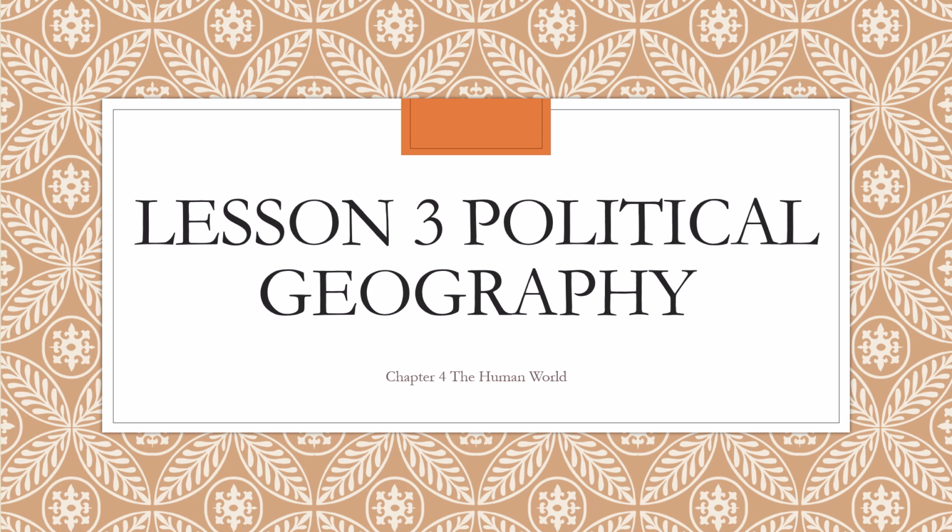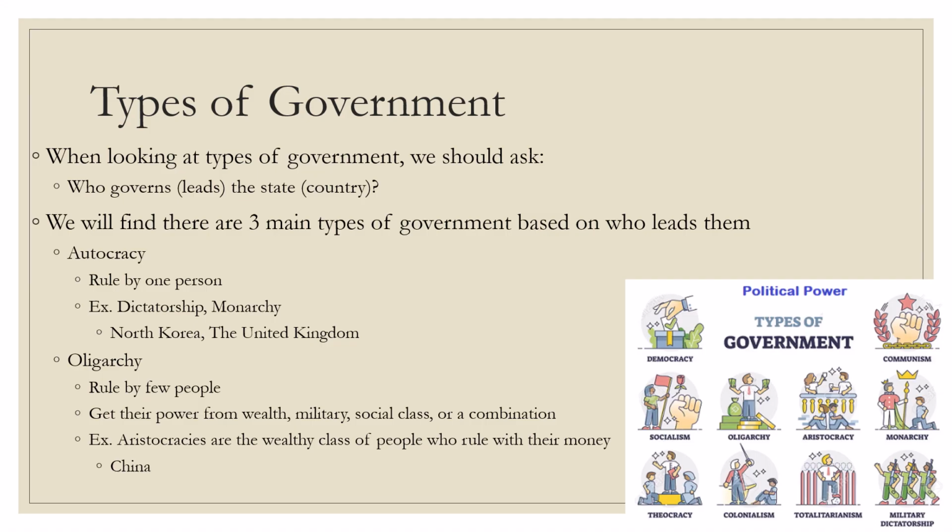All right, so now we're going to move on to political geography. So we are looking at the different types of government. When we are looking at the different types, we can ask one question here, and it is who governs, which means leads, the state, which is another word for country. So who is leading our country? And we can break it into three main types of governments.